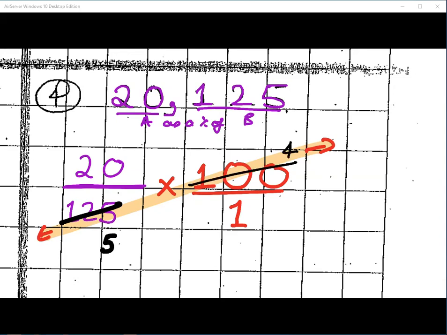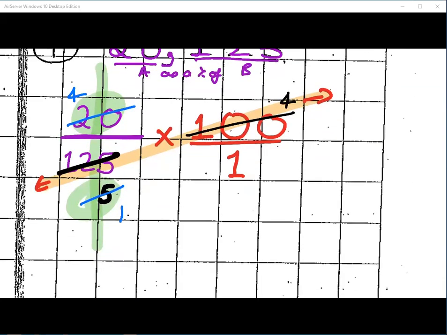4. Now, remember I said earlier about cancelling vertically? Let me change the color. So let's cancel vertically now. You can still cancel vertically. What can you cancel 5 and 20 by? By 5. 5 divided by 5 is 1. 20 divided by 5 is 4. So you can cancel and cancel again. You can keep on cancelling until you can't cancel anymore.